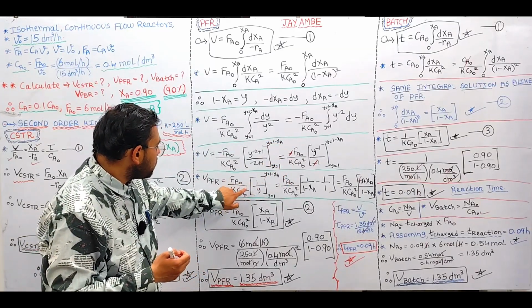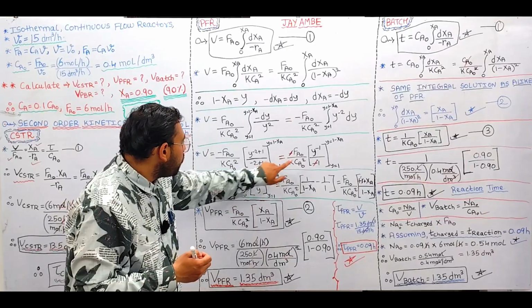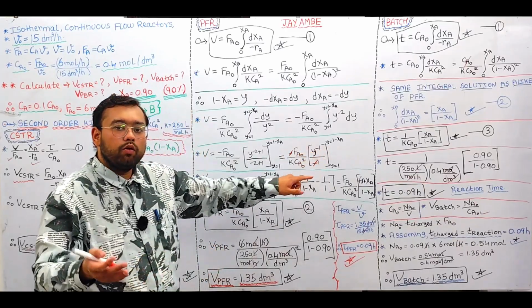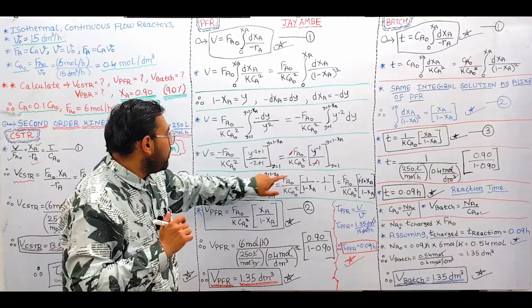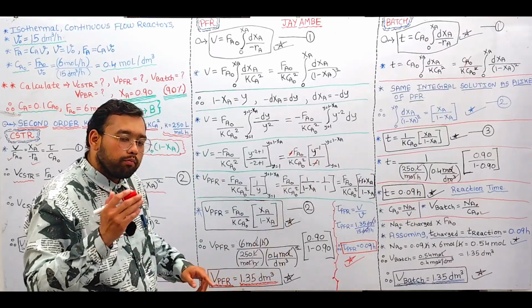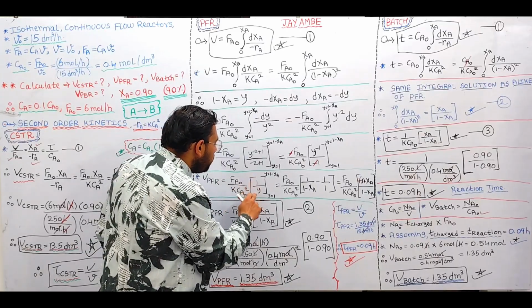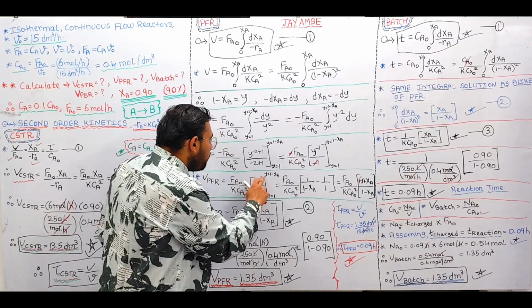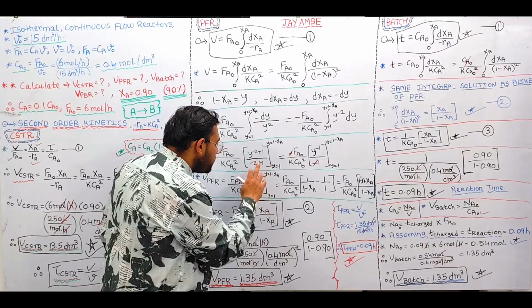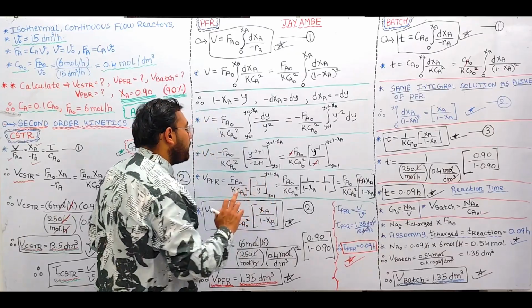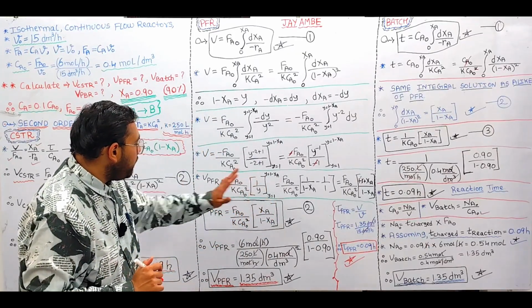Fa naught divided by k Ca naught square into y raised to minus 1 will be 1 minus 1, divided by y raised to minus 1, will be 1 by y, right? So Fa naught divided by k Ca naught square into 1 by y, from the lower limit y equal to 1 to y equal to 1 minus Xa. Now we need to apply the limits, right?